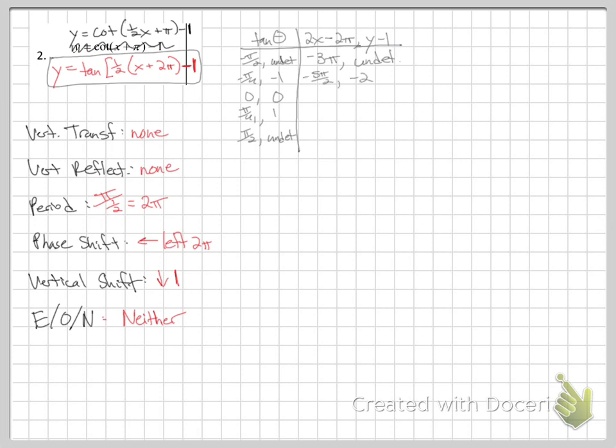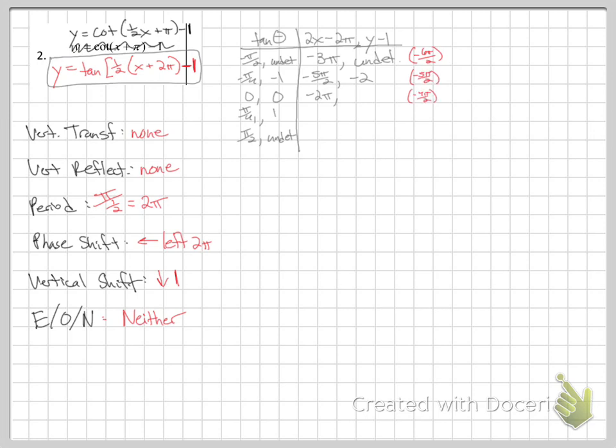Negative 1 minus 1 is negative 2. 0 minus 2 pi, negative 2 pi. If you want to do common denominators, this is common denominators. Negative 6 pi over 2. This is negative 5 pi over 2. This is negative 4 pi over 2.